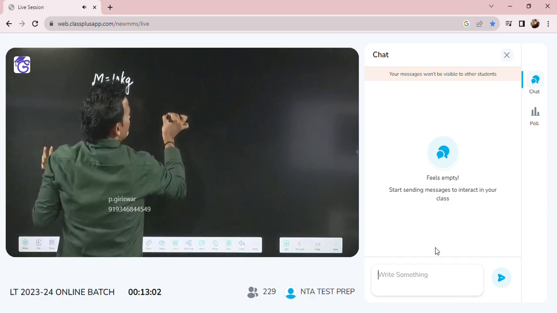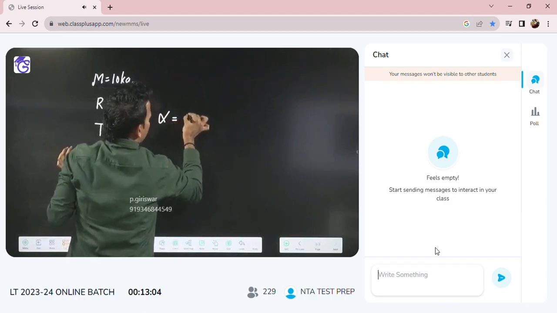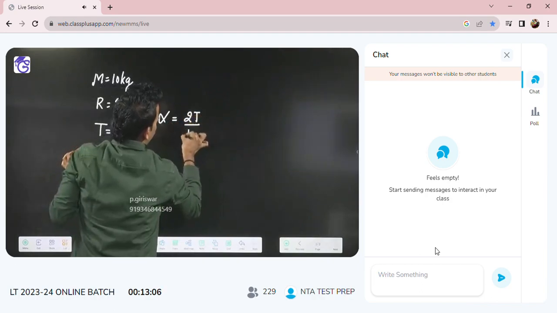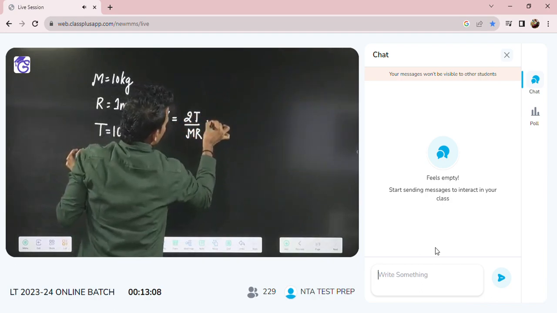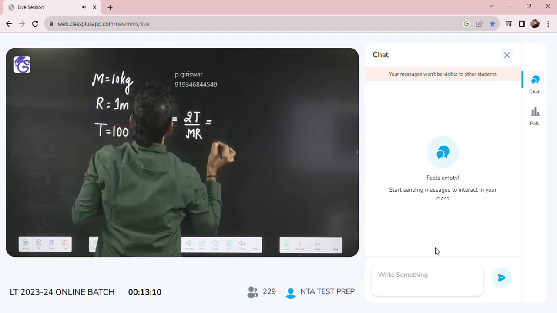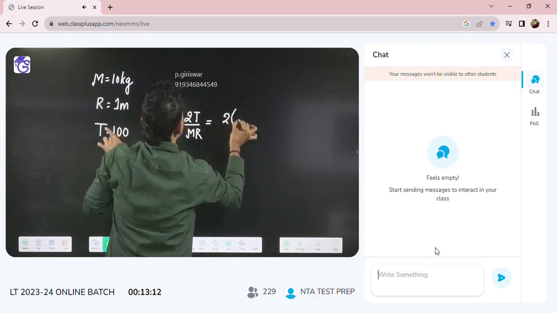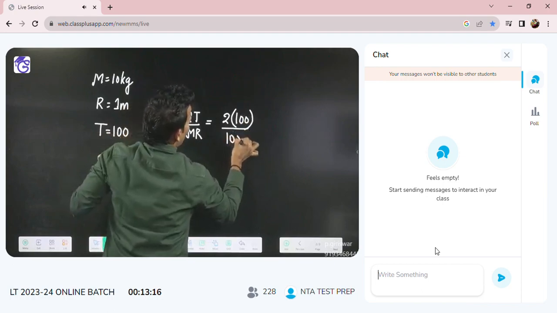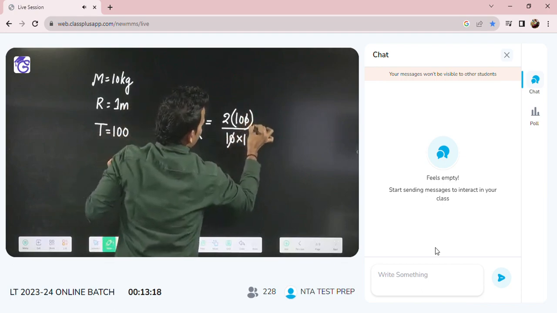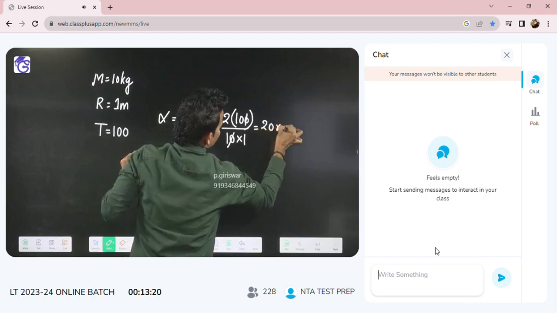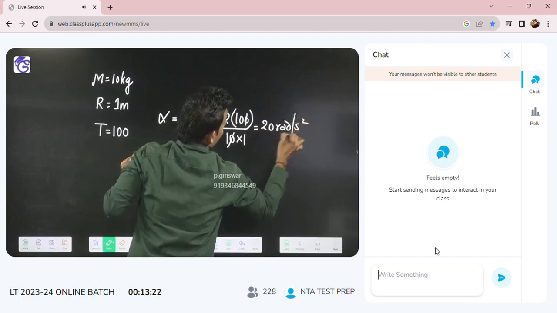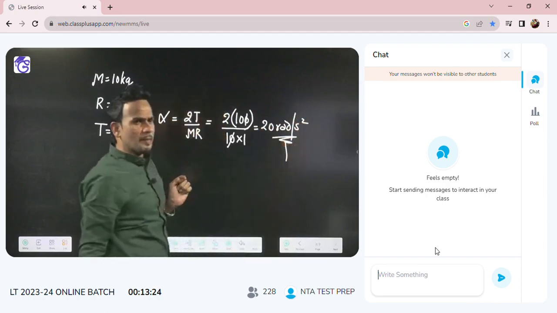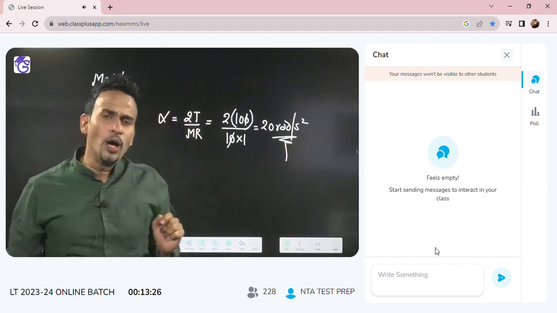Just now we studied for solid cylinders, alpha will come 2T by MR. Now we'll just put the values: 2T, T is given, mass is given, R is 1. So from here you can cancel, you'll get answer as 20 radian per second square. This unit is important. Sometimes they play with the unit also. I will give you the next question.